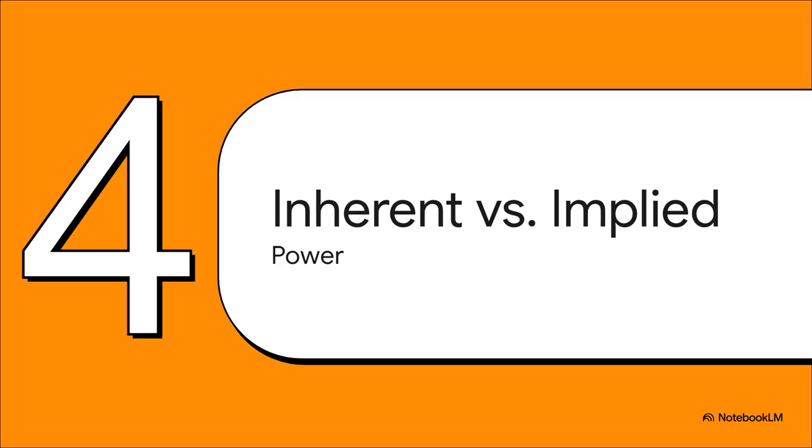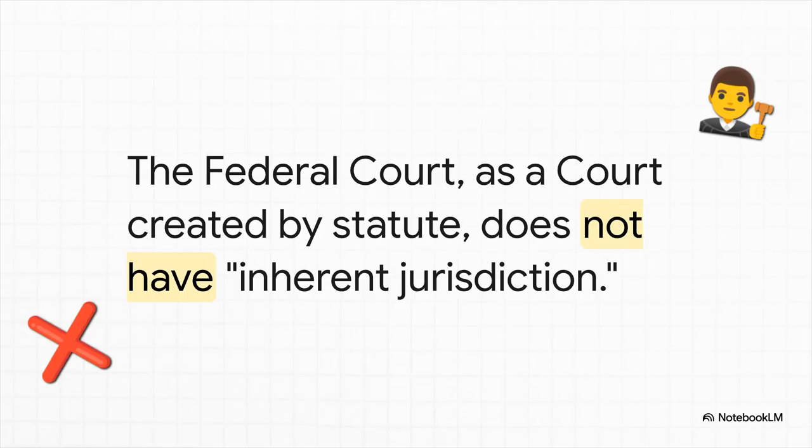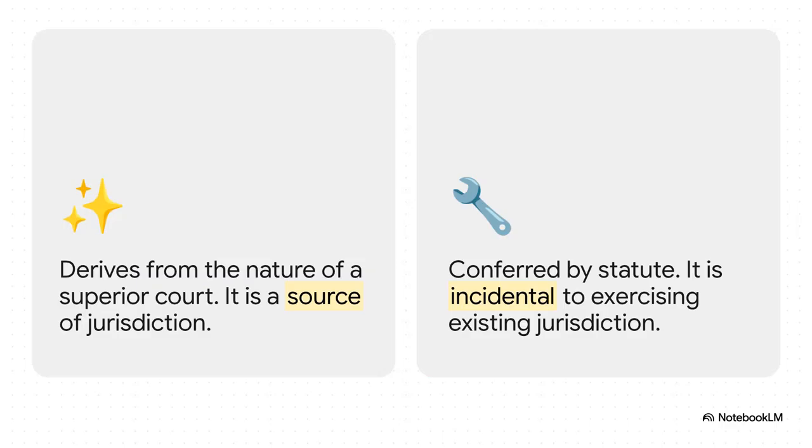Okay, last up, let's clear up something that trips up so many students, this idea of inherent versus implied power. Where does the court get its power to manage its own business, like stopping someone from abusing the process? Let's be crystal clear on this, because it's a classic trap. The federal court does not have inherent jurisdiction. That's a term you use for courts like the state Supreme Courts, these superior courts of unlimited jurisdiction. So what does it have? It has powers that are implied by a statute or incidental to the jurisdiction it's been given.